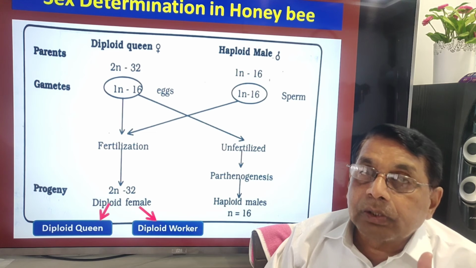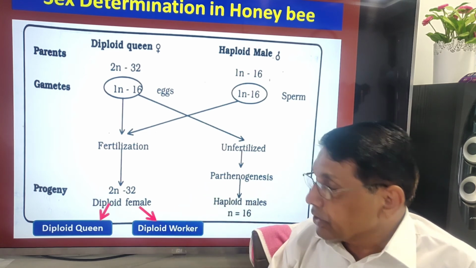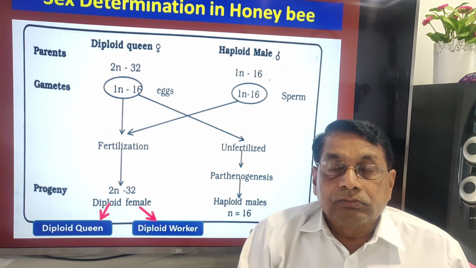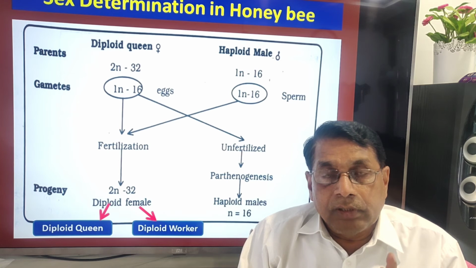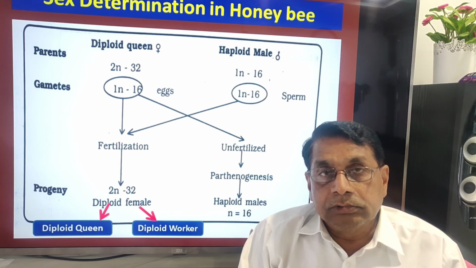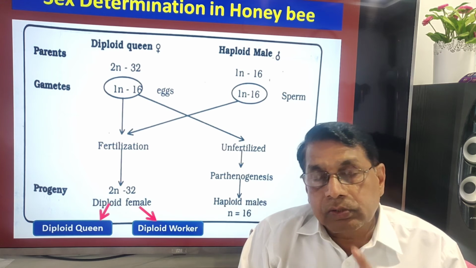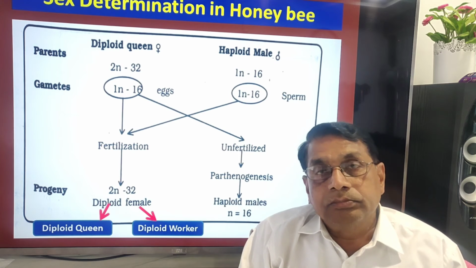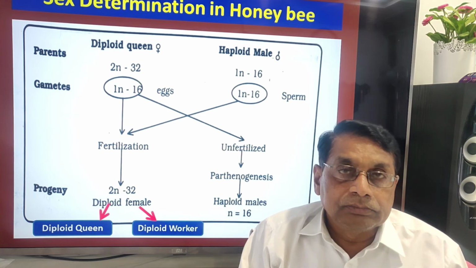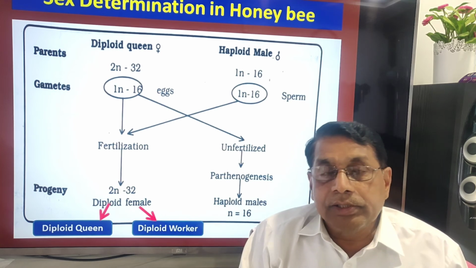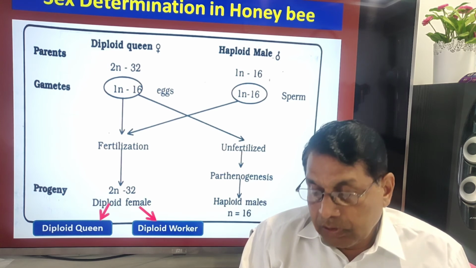Remember, parthenogenesis. Haploid males N16. Remember, diploid queen 2N fertile. Then diploid workers, female. They are also diploid but non-fertile. Then males are haploid, developed by parthenogenesis process.